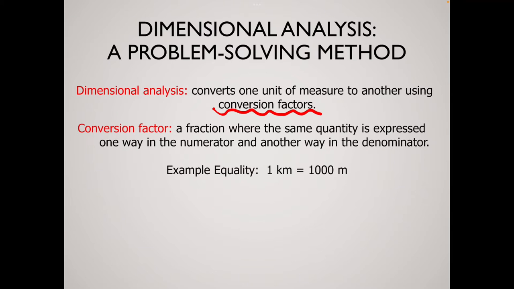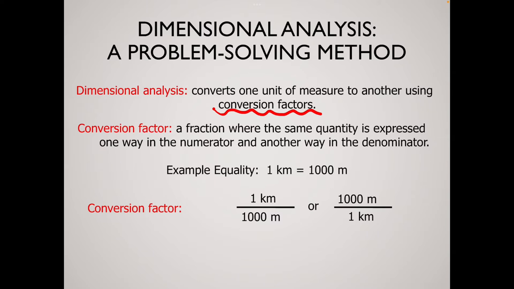Here's an example equality: 1 kilometer equals 1,000 meters. We've talked about that one a couple times now. To use it as a conversion factor, we change it into a fraction, where one half of it will go on the top and the other half will go on the bottom, like this. In this one, the 1 kilometer went on the top and the 1,000 meters went on the bottom. I like to say when things are equal, they get stacked, right? So when these two things are equal, they're going to get stacked in this fraction.